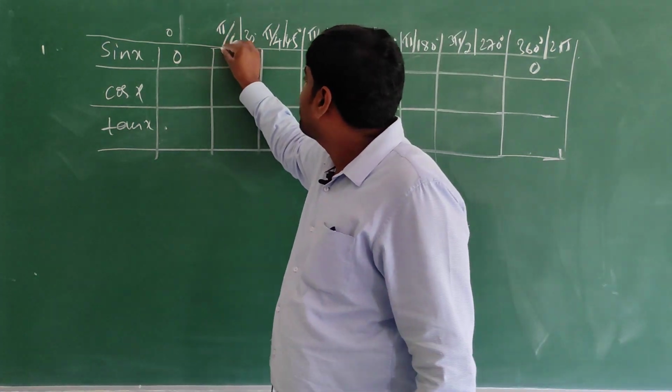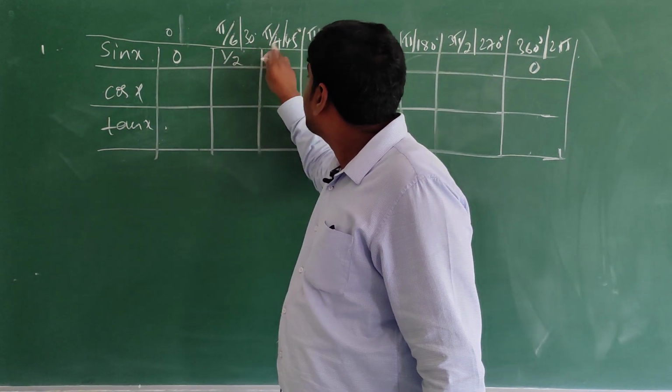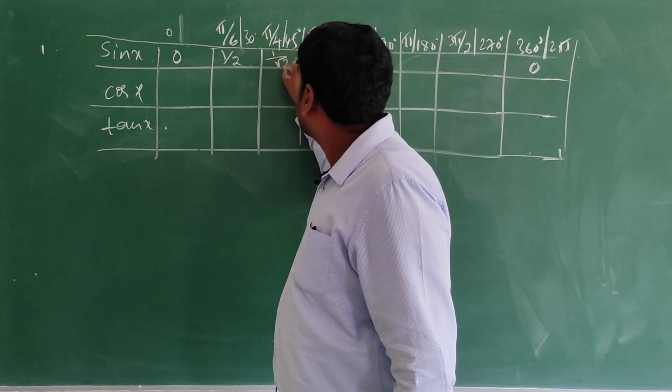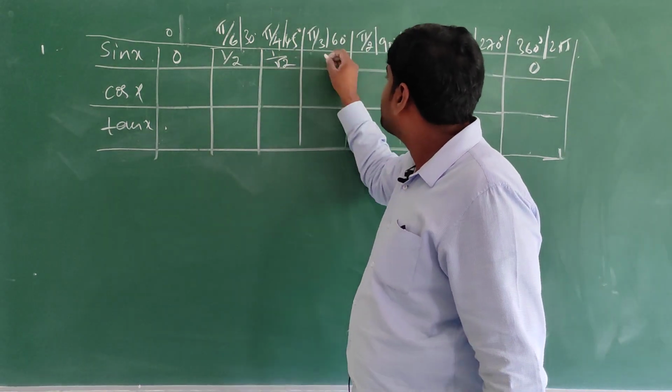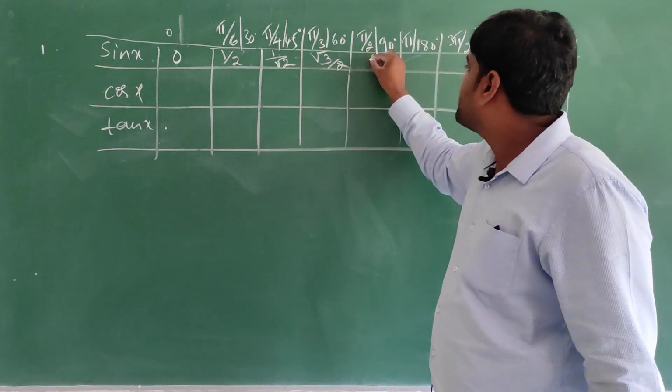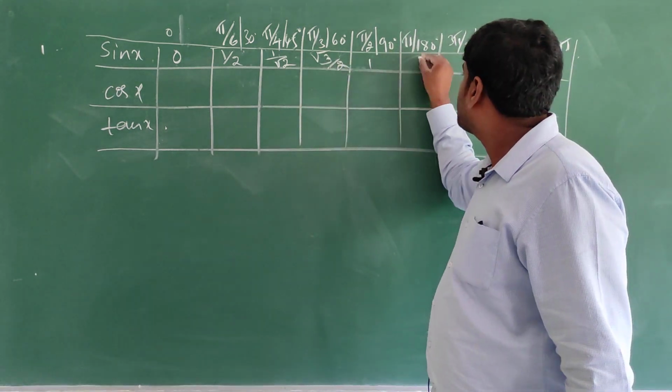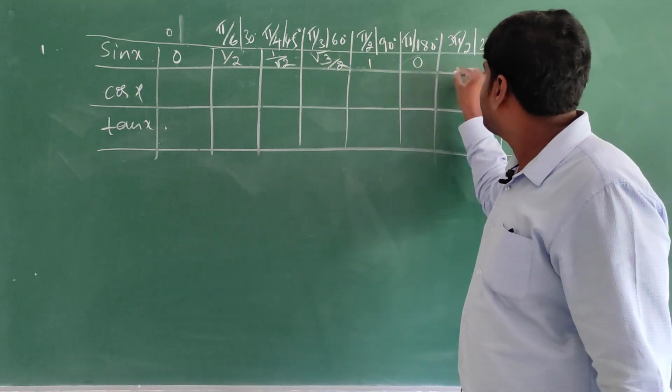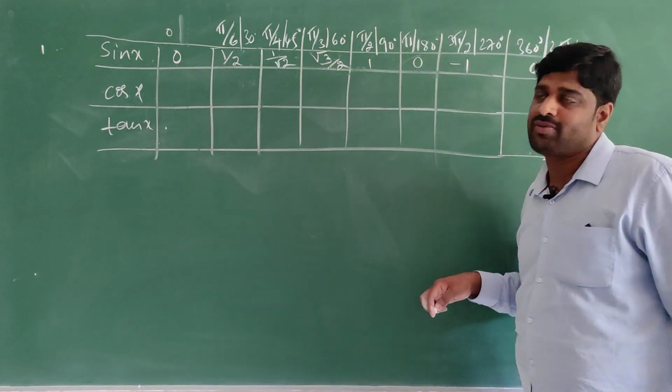Sin pi by 6 is 1 by 2. Sin pi by 4 is 1 by root 2. Sin pi by 3 is root 3 by 2. Sin pi by 2 is 1. Sin pi is 0. Sin 3 pi by 2 is minus 1.